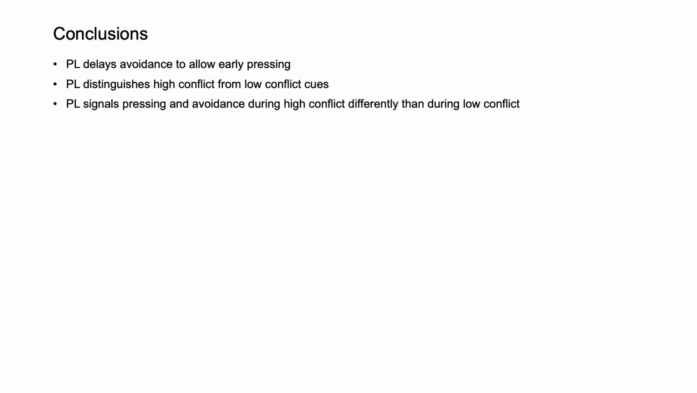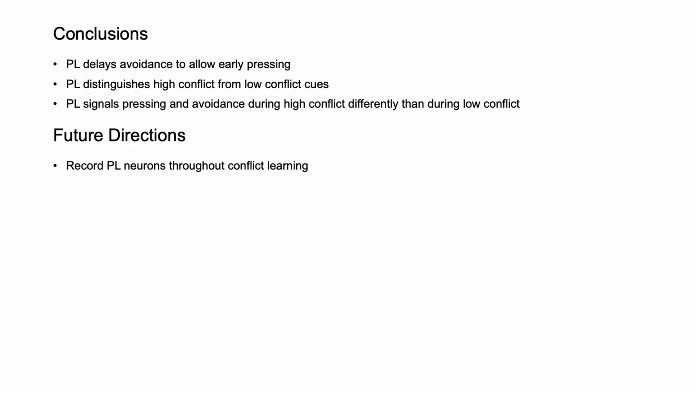So, conclusions. We first see that PL delays avoidance to allow early pressing, as suggested by our muscimol data. We also see that PL distinguishes high conflict from low conflict cues, and that PL also signals pressing and avoidance behavior during high conflict differently than during low conflict.